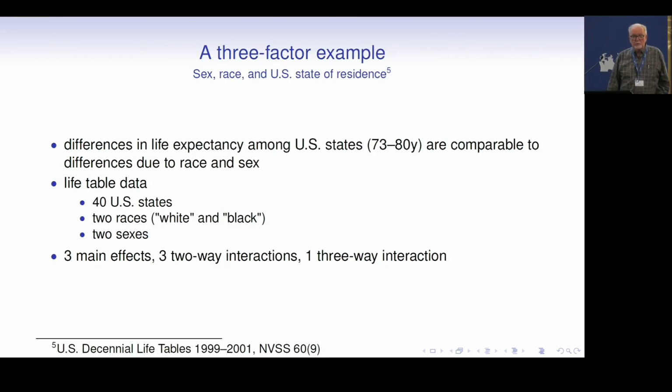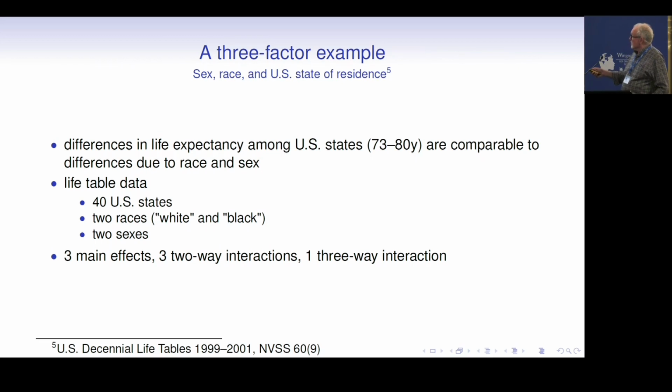So you can do this for 3 factors. You can do it for any number of factors. So this is longevity for sex and race and state of residence in the United States. Turns out that the differences in longevity in life expectancy among US states between 73 years and 80 years is totally comparable to the differences that we see in terms of differences between sexes and differences between races.